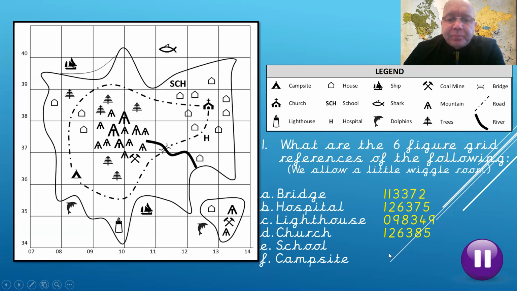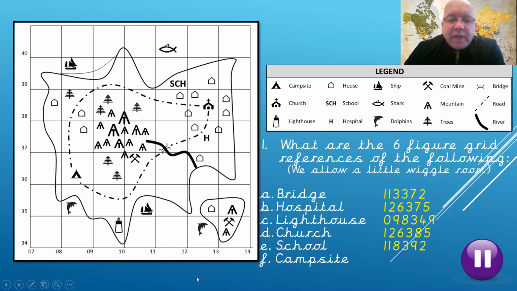That's okay. The school. Now the school is up here, and I think that's about 118, most of the way up through the 11th square, and 392. It's quite low down on the 39. And again, I've aimed roughly for the center of the symbol.